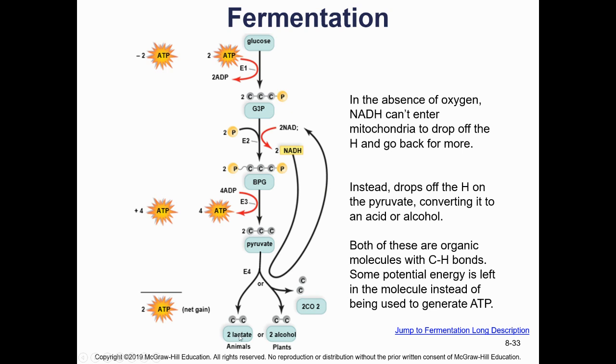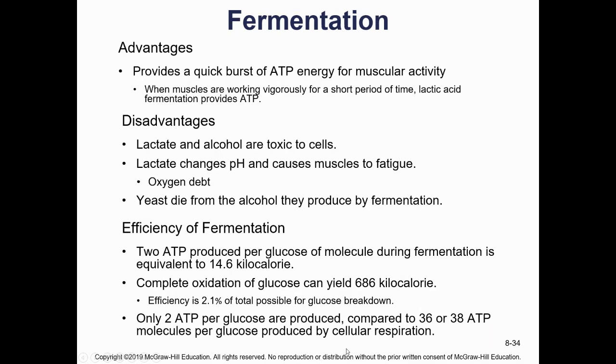Here I still have some of those carbon-hydrogen bonds. So there's potential energy left in the molecule. So this is much less efficient than cellular respiration because I'm leaving energy on the table. The advantages, though, are I can get a quick burst of ATP for muscular activity. So it gives me energy for a really short period of time, even if oxygen is lacking. So it's a stopgap measure.